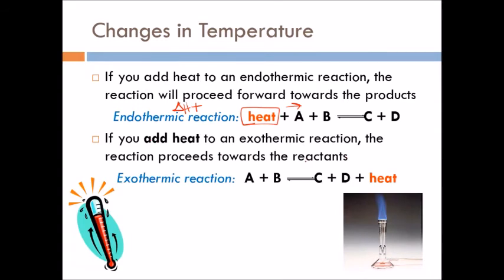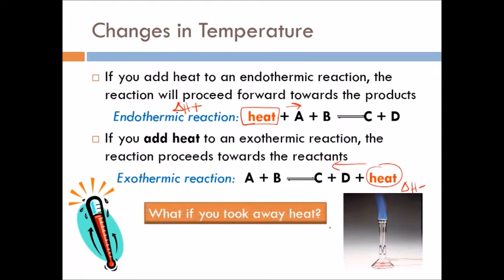If you add heat to an exothermic reaction, over here, remember heat is a product. Remember delta H, of course, is going to be negative in this particular case if it's exothermic. So if I add heat, it's going to shift the other direction toward the reactants.